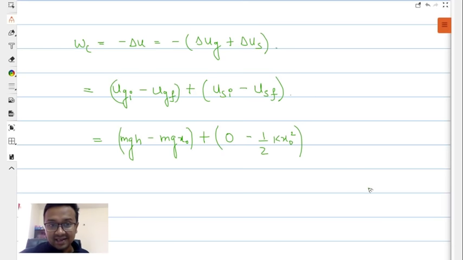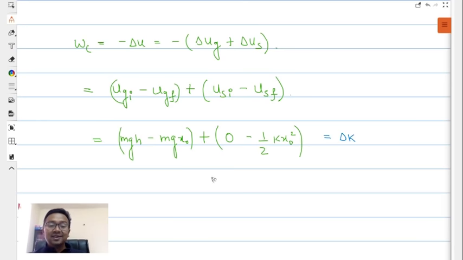That is the work done by the conservative force. And students, there are no non-conservative forces. There are no external forces. So the work done by non-conservative and external forces is equal to 0. And students, all this will be equal to nothing but my change in kinetic energy. That is my delta K.